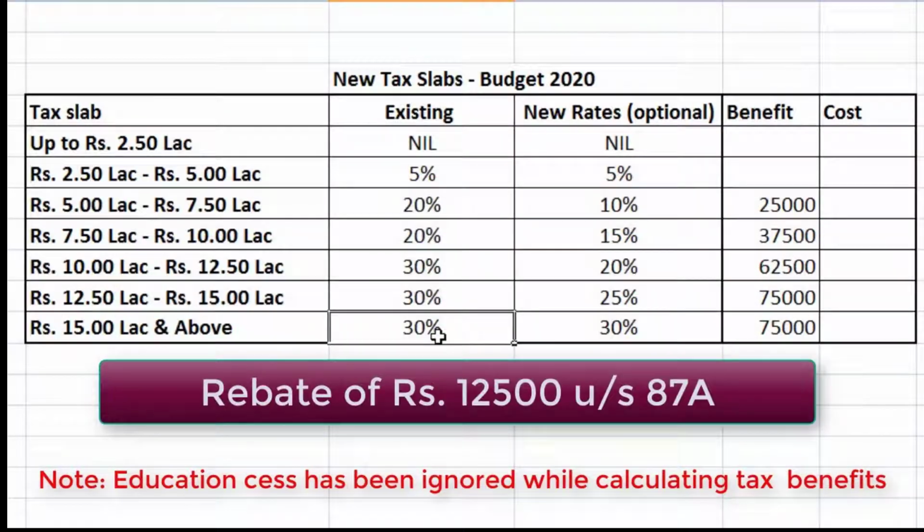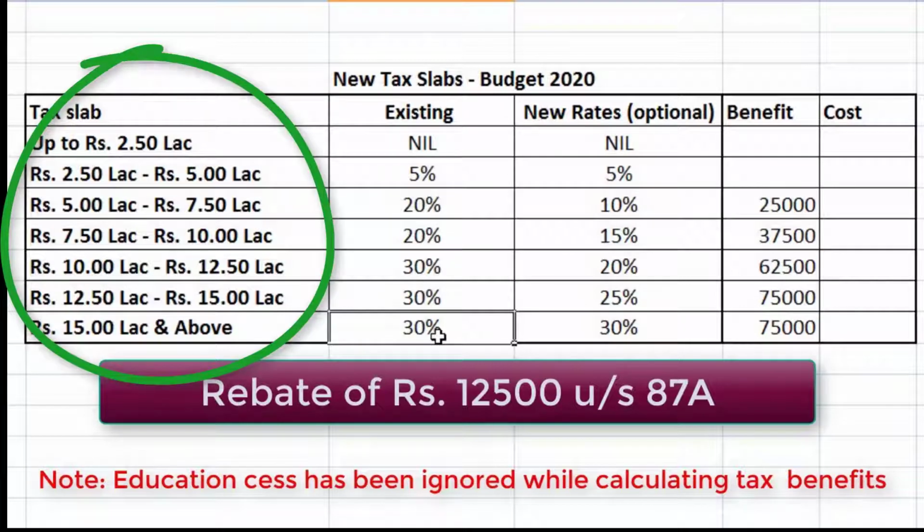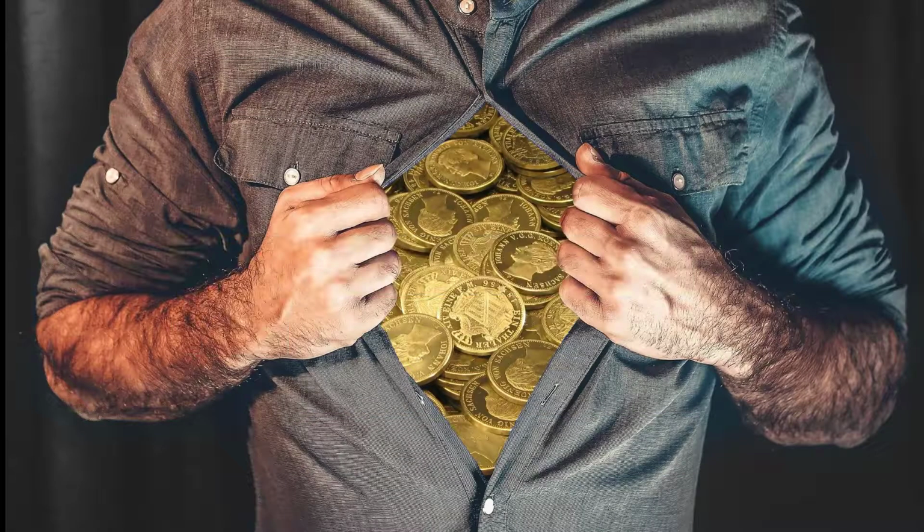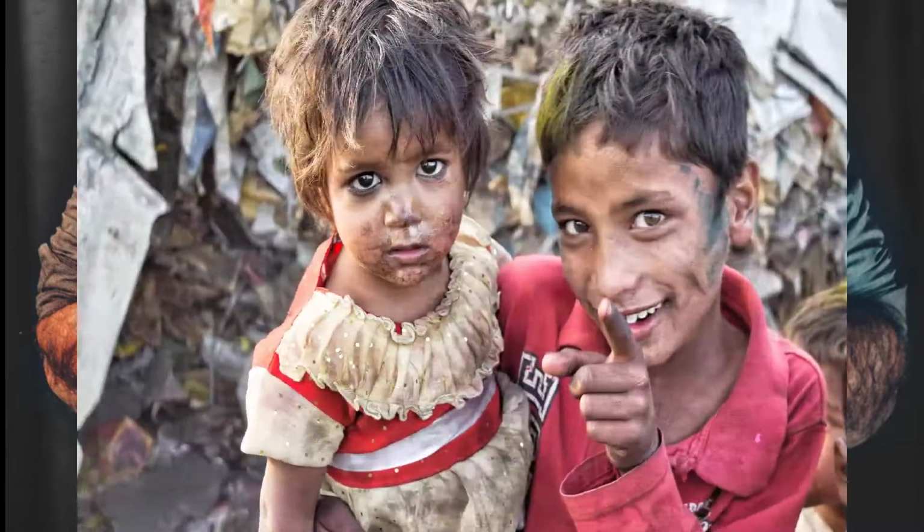If you know that there are slab rates in income tax, it signifies that the more income you earn, the more tax you need to deposit with the government. So this is progressive tax, the tax which takes more money from rich people and less money from poor people.